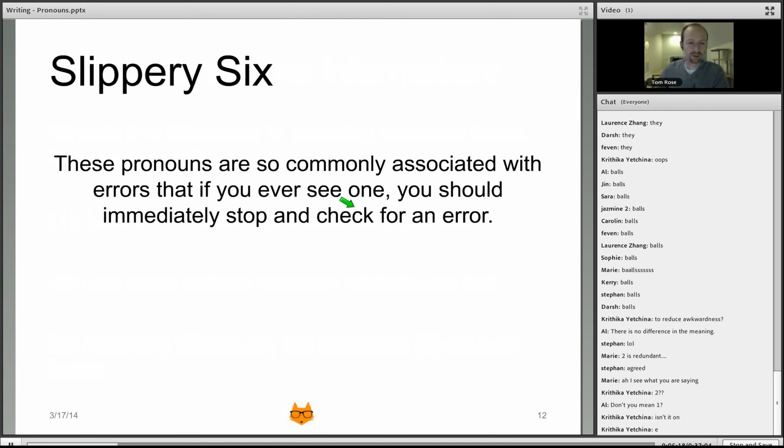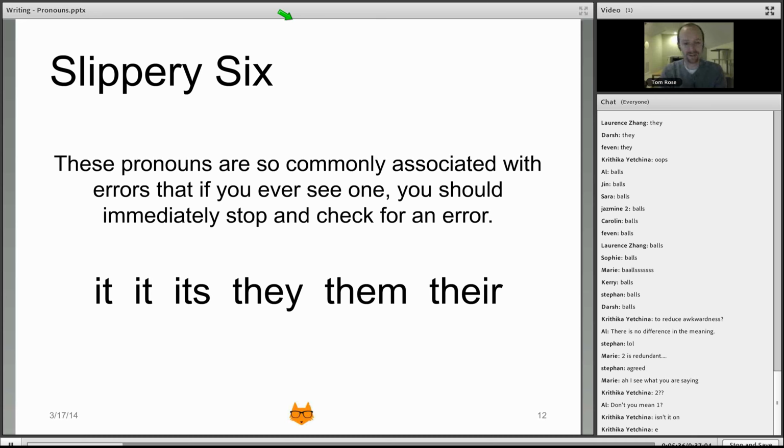Now, let's talk about a couple of pronouns which in particular are especially bad. These pronouns, we're going to call them the slippery six, are so commonly associated with errors that if you ever see one, you should immediately stop and check for errors. And they are it, its, they, them, their.